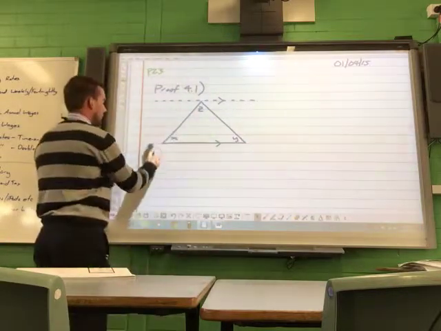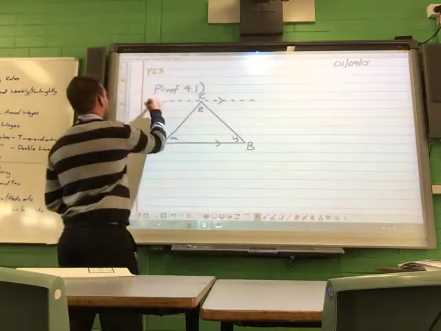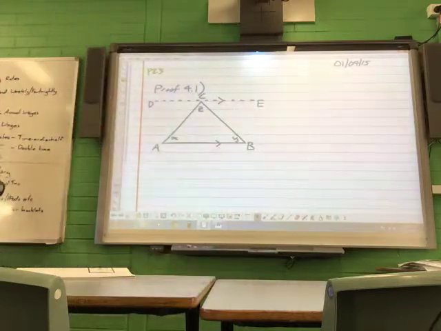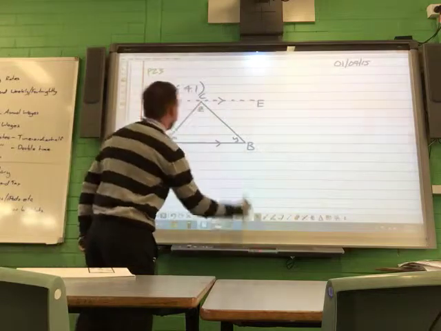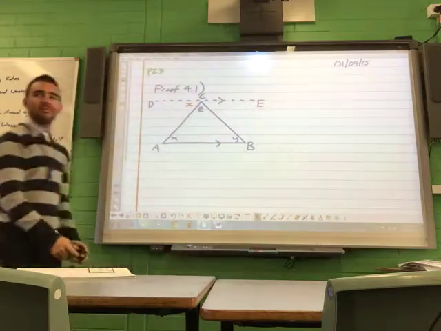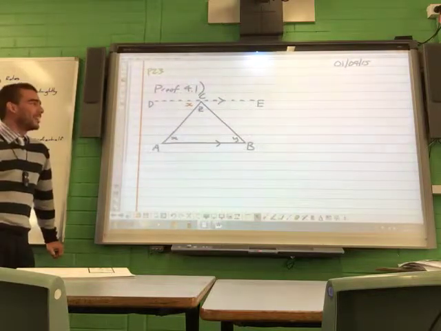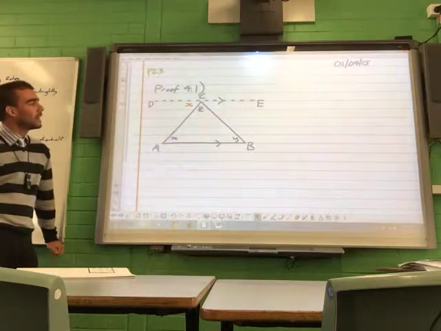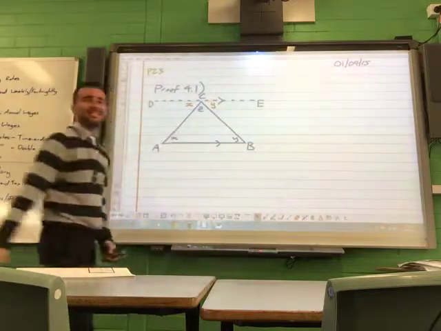Now let's do it the other way around. Let's do A, B, C. Let's call this D, and this over here E. Right, who can tell me an expression for what angle ACD equals? X. Good. Why? Not corresponding. What's the other one? Alternate angles. Alternate angles are equal. What's the expression for angle BCE? Same line. Y. Excellent.